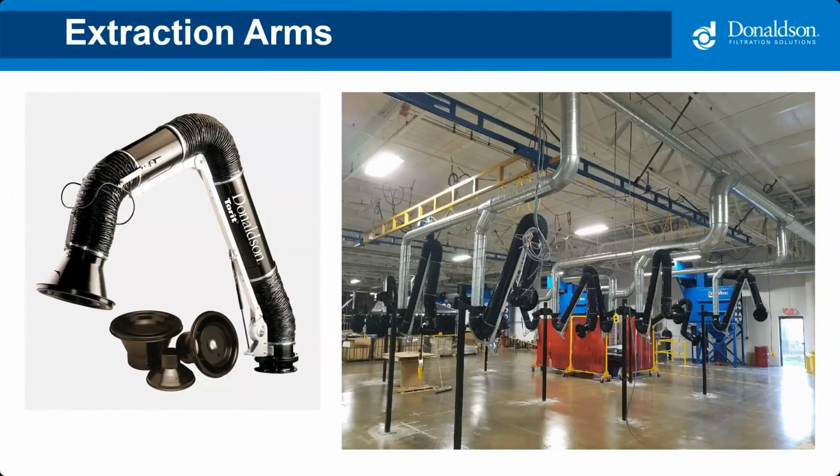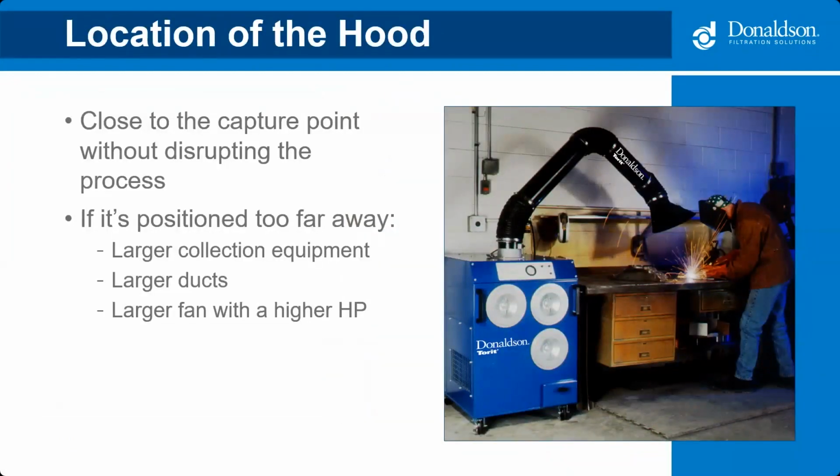Now, extraction arms with a bell mouth hood on the end are another good solution for small weld applications, like those found in schools. They come in various lengths and diameters. The picture on the right was taken prior to the curtains being installed, and each extraction arm is where a different weld station would be located. Source capture of the weld fume versus ambient.